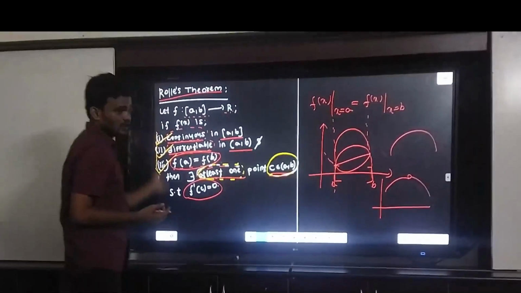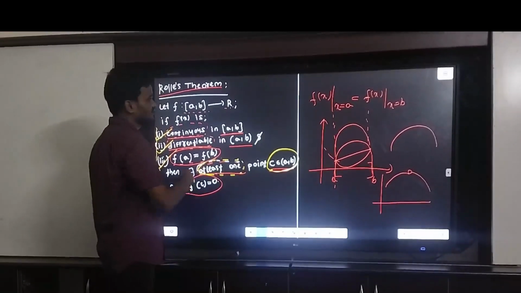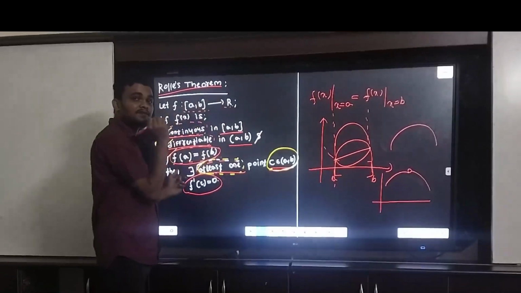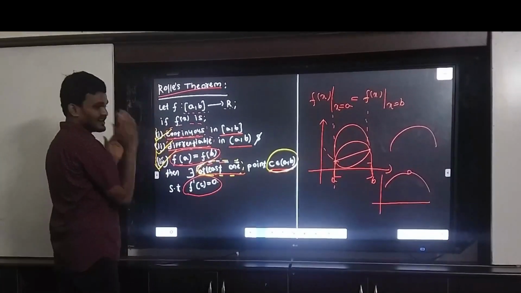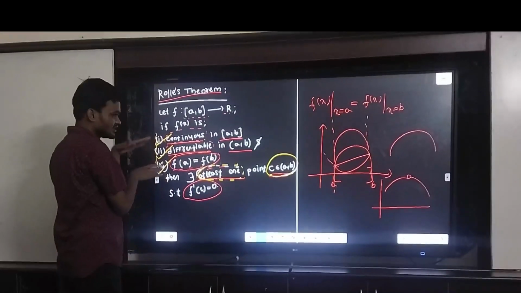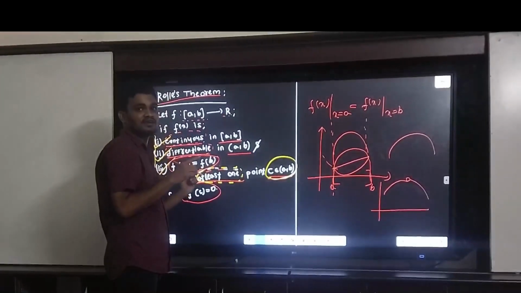So this is all about Rolle's theorem and the graphical meaning also. What is the graphical meaning? We observe that if these conditions are satisfied, there exists a tangent which is parallel to the x axis. This is the meaning graphically.